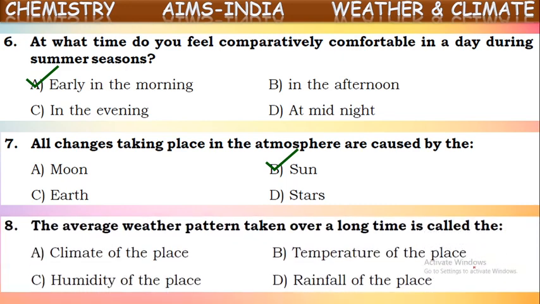The average weather pattern taken over a long time is called. Yes, there may be changes in the temperature, wind speed and raining. If you take these reports for a long time in a particular place, the average weather pattern taken for a long time in a place is called the climate of that place. Climate. It is called climate. The long time weather report of a particular place for around 20 to 30 years, around 25 years if we take the reports, the average of all these reports gives the climate of that place.